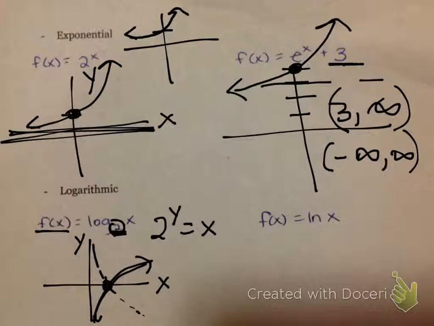Next, natural log of x. The only thing we have to remember is that the base is e, so this turns into e to the y equals x. Again, e is 2.7, so it looks very similar, and it's just increasing a little faster than 2 to the y equals x.